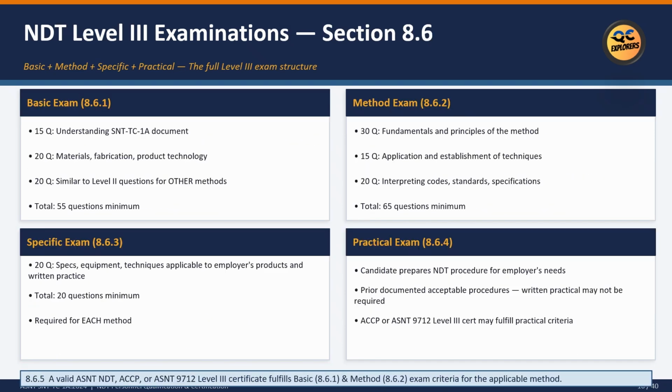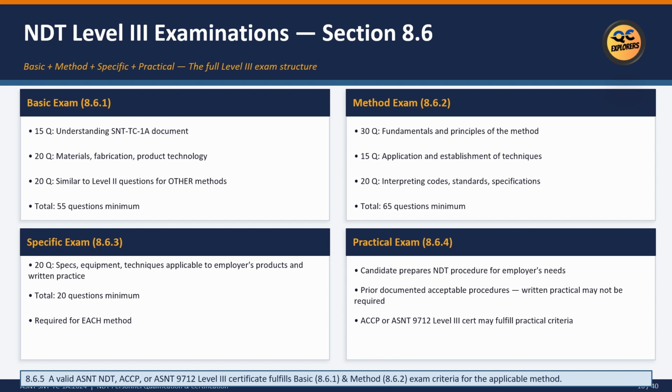Now let us study the Level 3 examination structure. The Level 3 exam consists of Basic Examination, Method Examination, Specific Examination, and Practical Examination. The basic exam includes questions related to SNT-TC-1A, materials, fabrication, and other NDT methods.